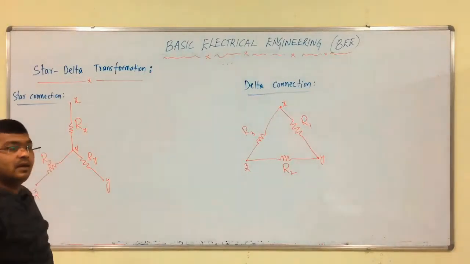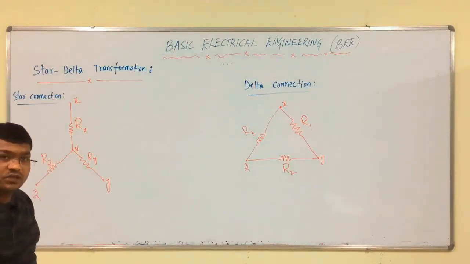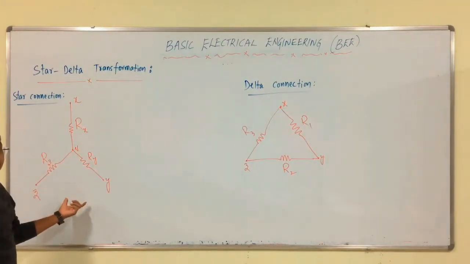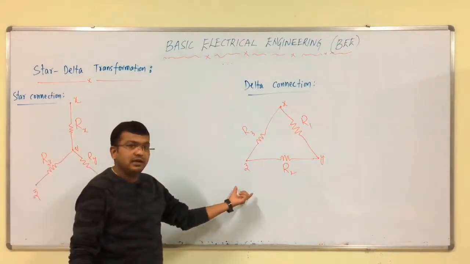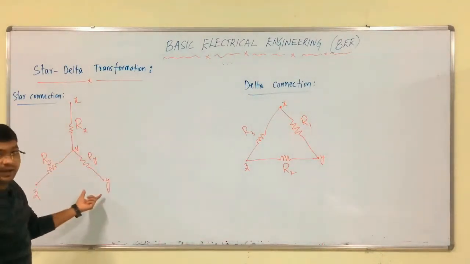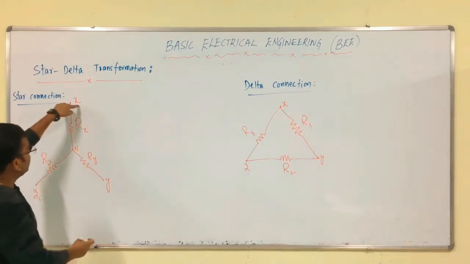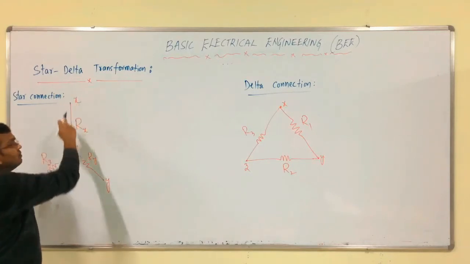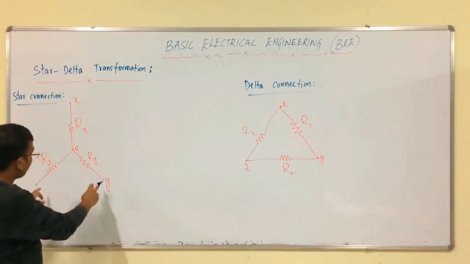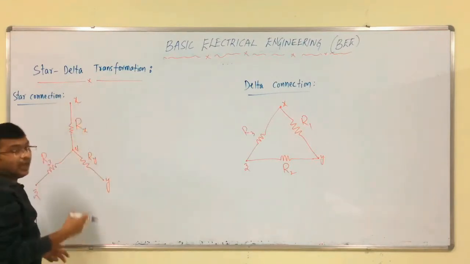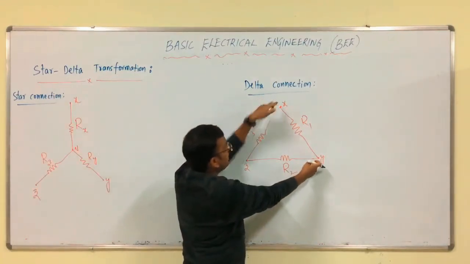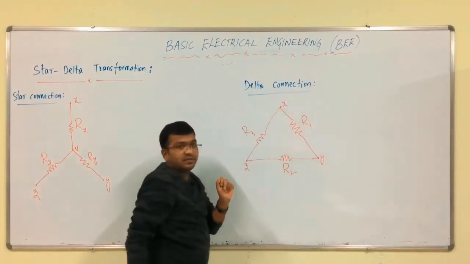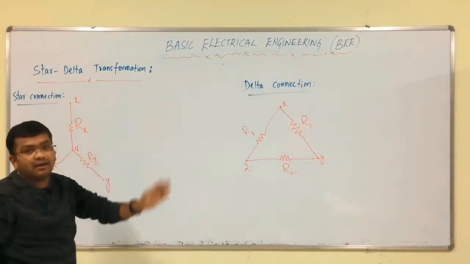Hello everyone. Now we have to discuss the star delta transformations of resistance. So, this is a star connected network and this is a delta connected network. We have to calculate the equivalent resistance between these two terminals, between these two terminals and between these two terminals, between R x y, between R y z and between R x z, between star and delta.